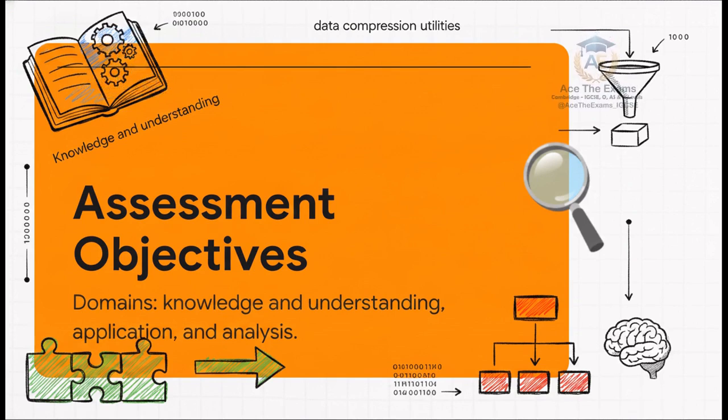To hit these objectives, top students use something called the PEAL framework: point, evidence, explanation, link. You make your point about a compression utility, you provide evidence from the exam scenario, you explain how it works, and you link it back to the specific needs of the prompt. That is how you secure full marks.